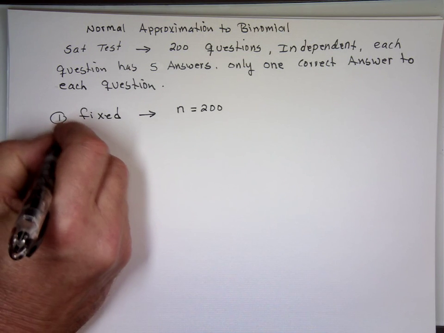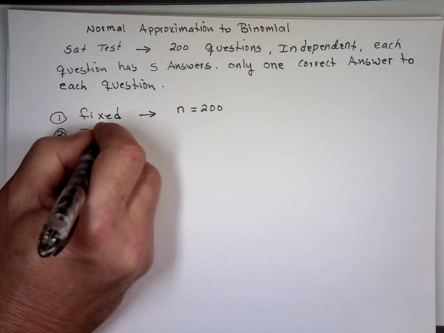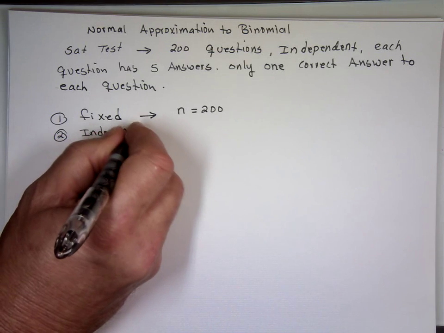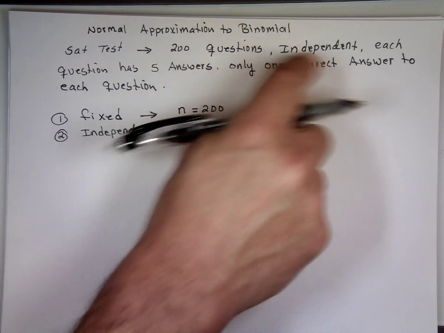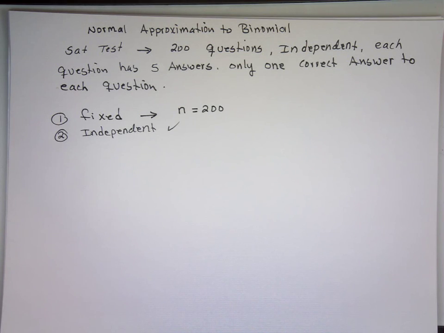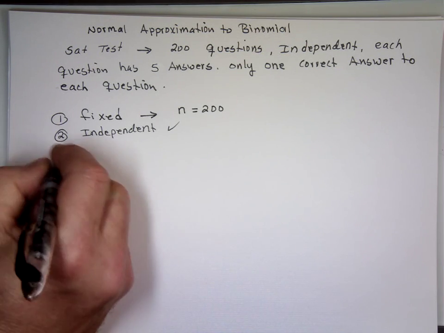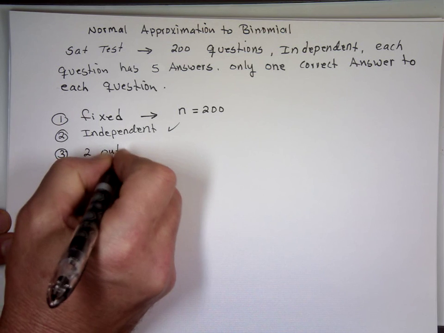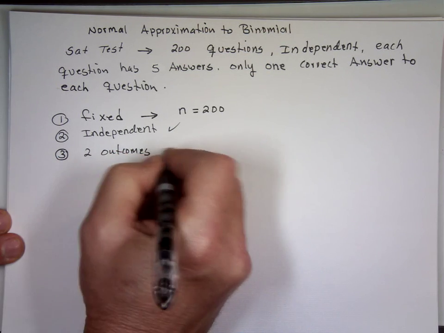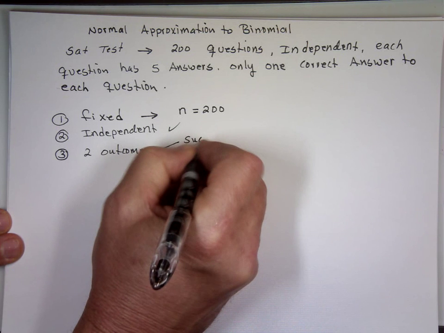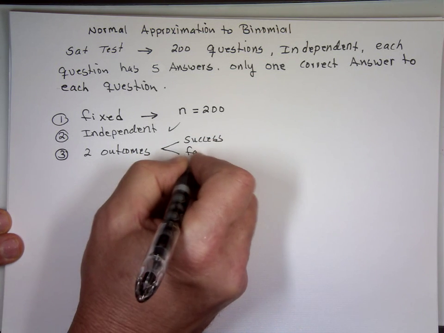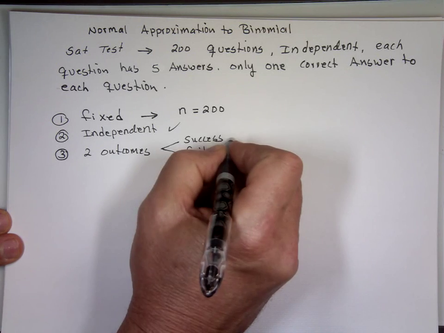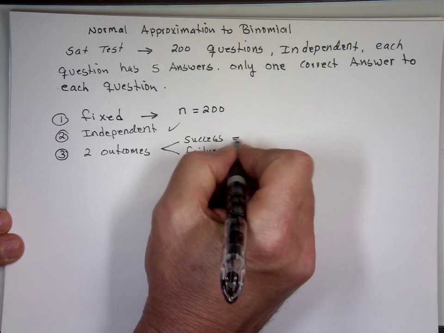What's the second condition beside being fixed? Must be independent. Are these questions independent? Yes, I stated that in the problem. What's the third condition to be binomial? There must be 2 outcomes to each question, or reducible to 2 outcomes. We call them success and failure. And I'm going to define success as getting the correct answer here.